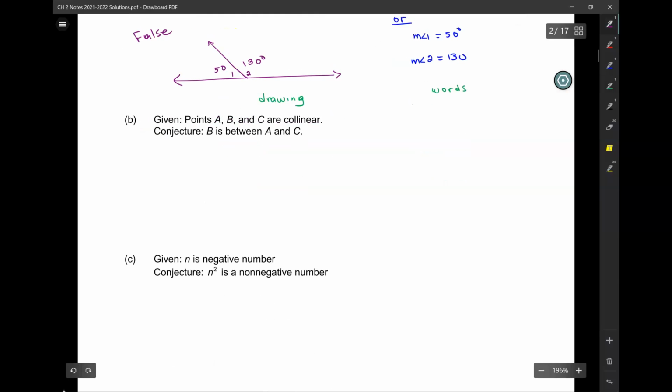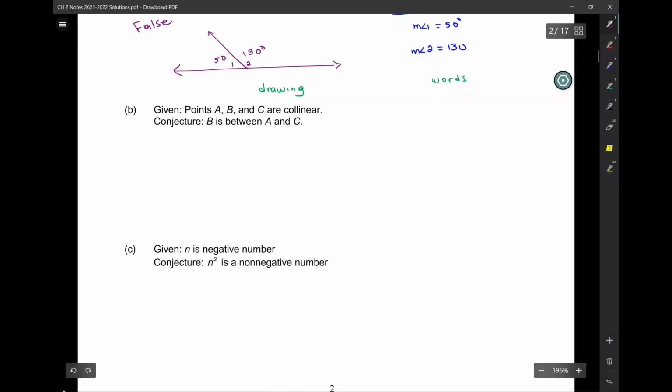Okay, given points A, B, and C are collinear. Can you say that B is between A and C? No, because it could be in the other order, right? So it's false. It can be true, but it's not true in all cases, right? Because it could also be A, C, and then B. And that's it. One example is enough to prove it false. It's an all or nothing deal, okay?